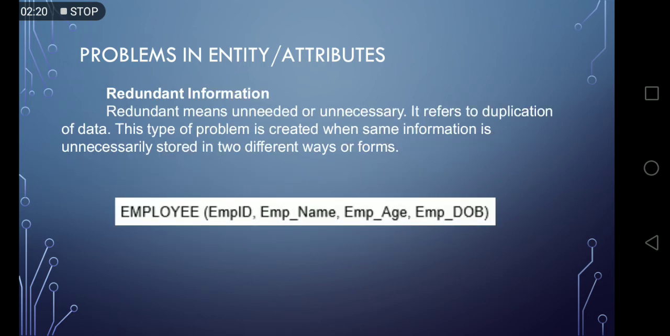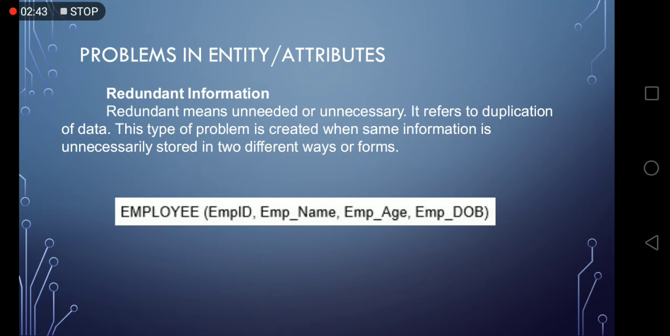Redundant information. Redundant means unneeded or unnecessary. It refers to duplication of data. This type of problem is created when the same information is unnecessarily stored in two different ways or forms.